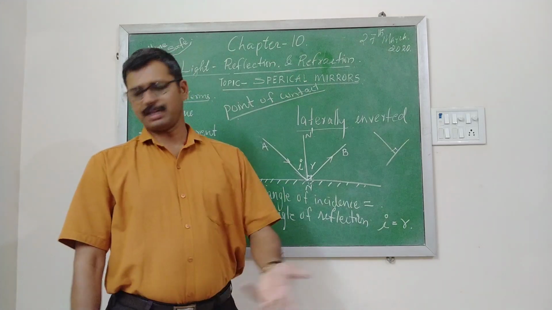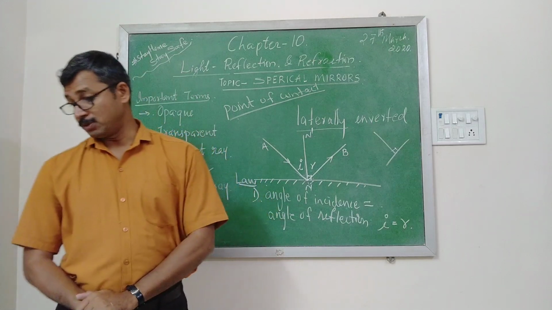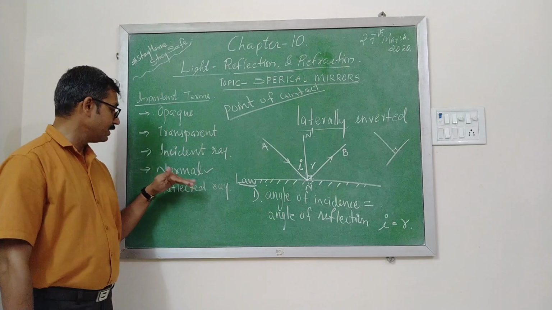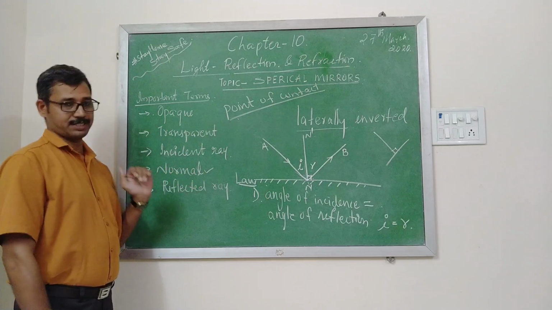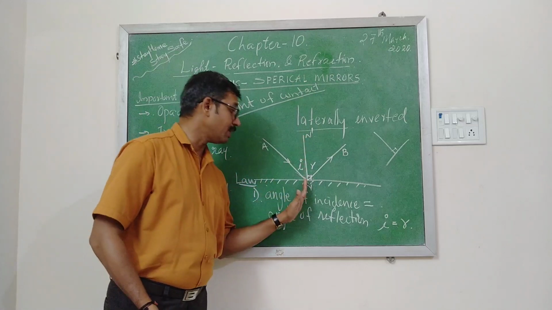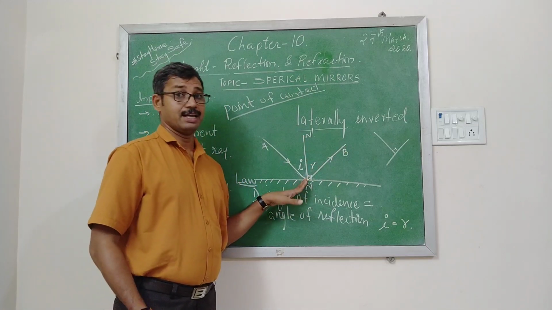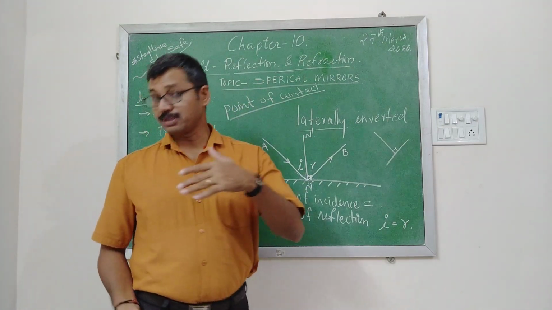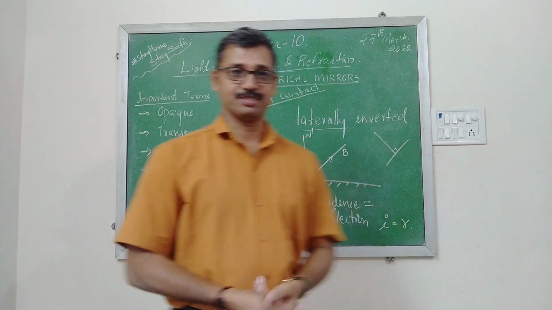Okay, now the second point. Second point we are telling about. Now here we studied the 3 terms, that is the incident ray, normal and the reflected ray. Now the incident ray, normal and the reflected ray lie on the same plane. What it is? It will lie on the same plane. That's very important.